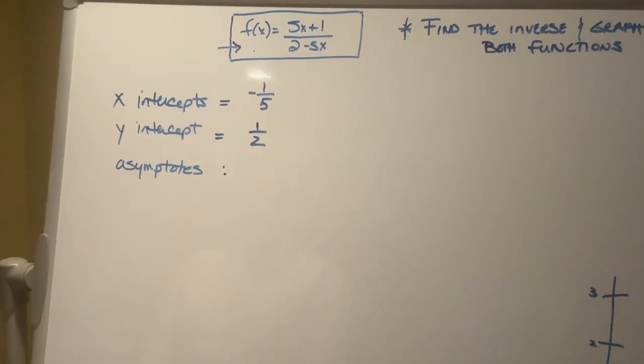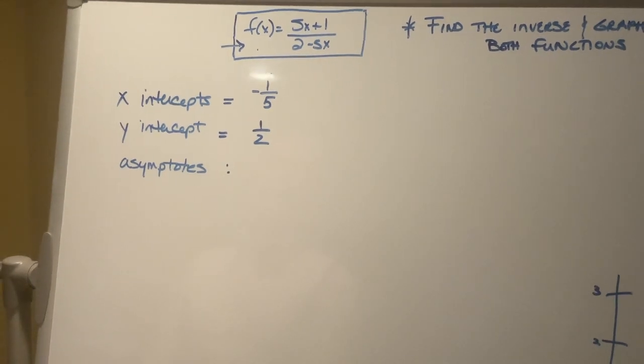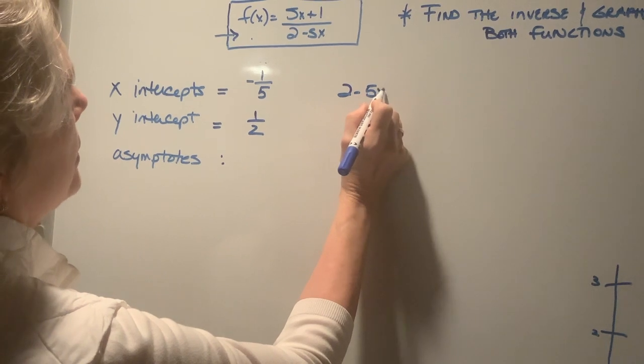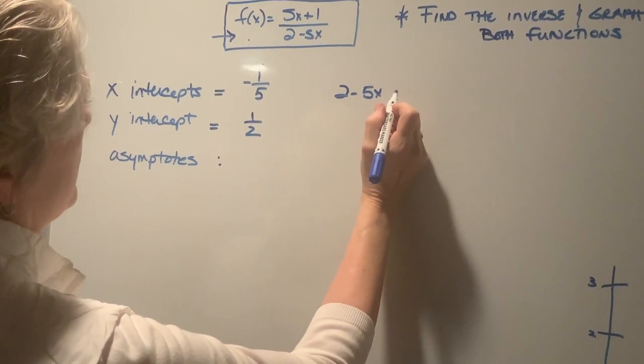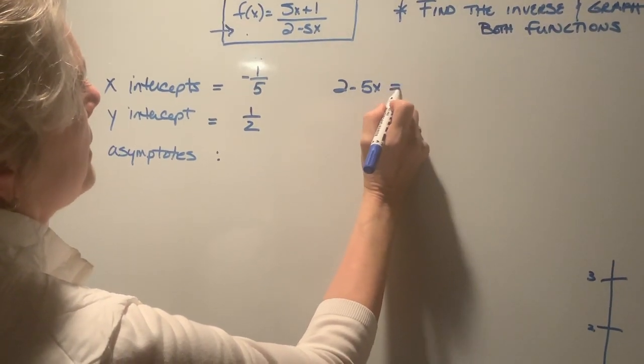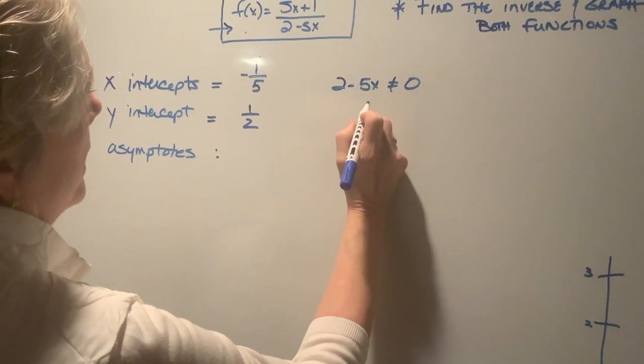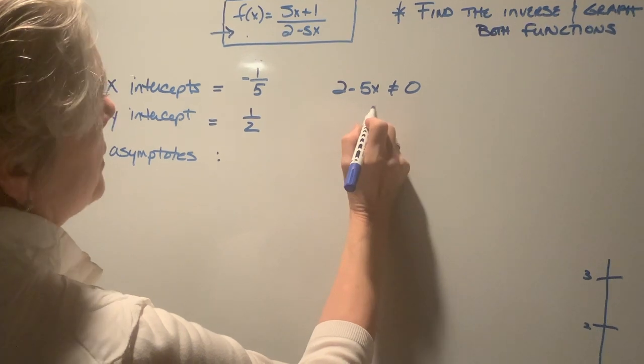And to find any asymptotes, we need to look at when our denominator would be equal to 0, which is not defined. And we say that 2 minus 5x cannot equal 0, so we have an asymptote at 2/5.